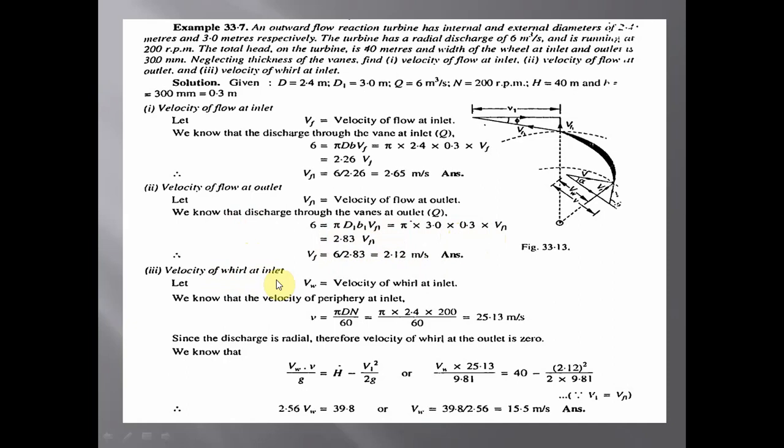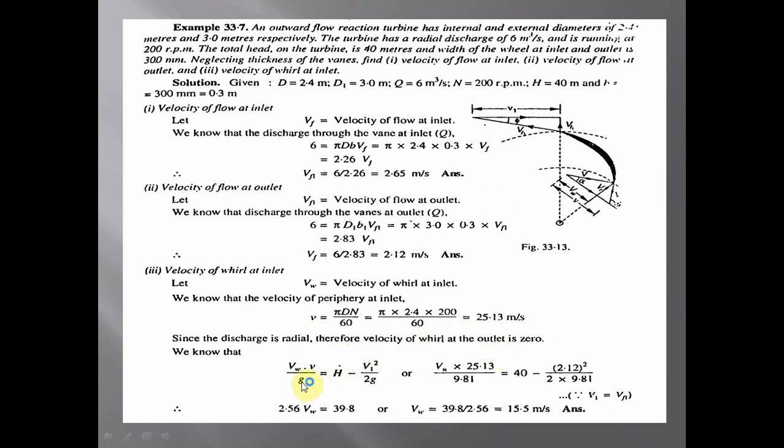Third one, velocity of whirl at inlet, Vw. So we know that the velocity of the wheel at inlet is V equal to pi D N upon 60, pi into 2.4 into 200 by 60, that is 25.13 meters per second. Since the discharge is radial, therefore velocity of whirl at outlet is 0.